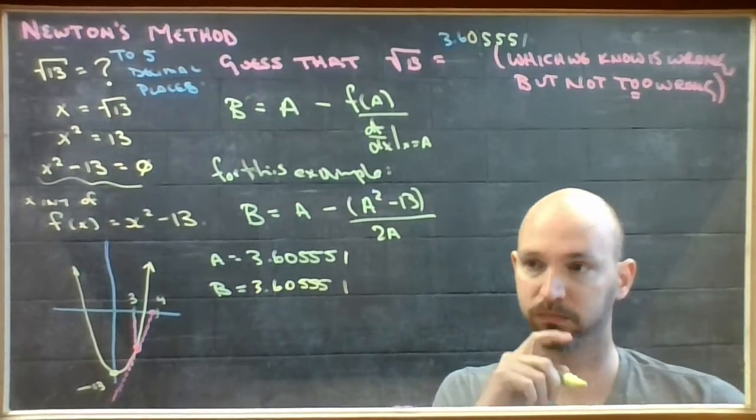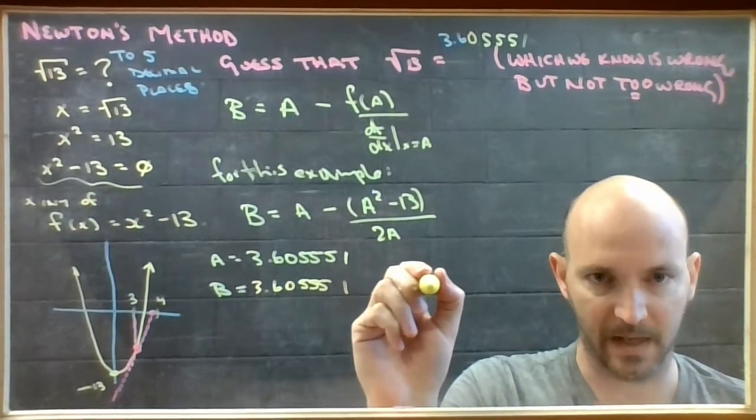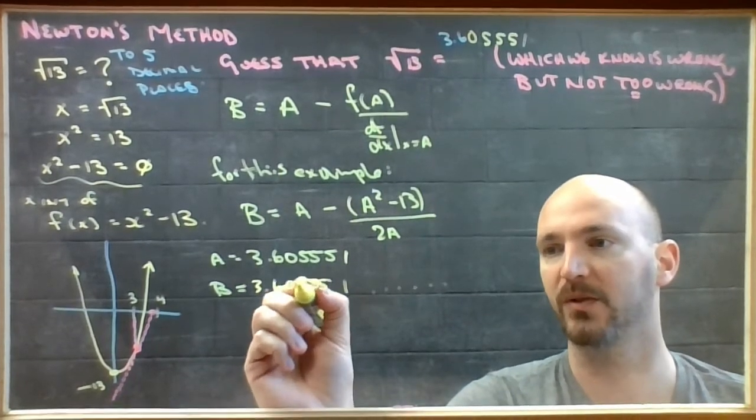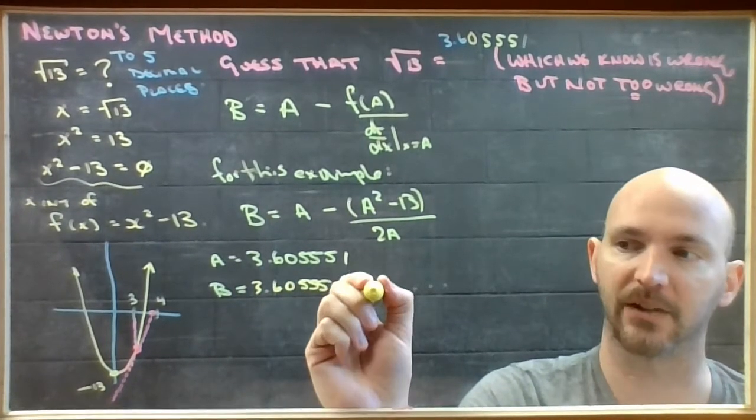3.605551. And there's some more stuff after it, but we decided at the beginning we were going to go to 5 decimal places. So 1, 2, 3, 4, 5. Do you notice that there is no change?